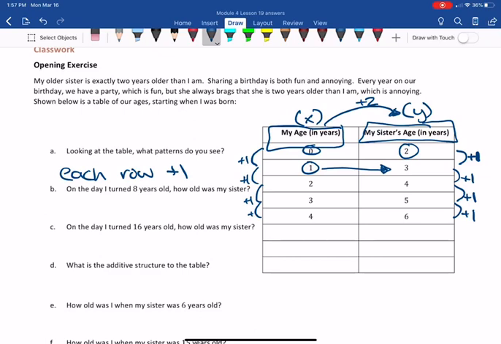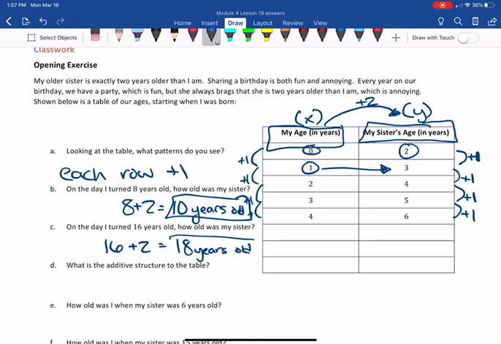So on the day I turned 8 years old, how old was my sister? I am 8, so I'm going to add 2. So 8 plus 2, she would be 10 years old. Okay, but what about the day I turned 16? So the day I turned 16, if I'm 16 years old, I'm going to add 2 to her age. She's going to be 18 years old.